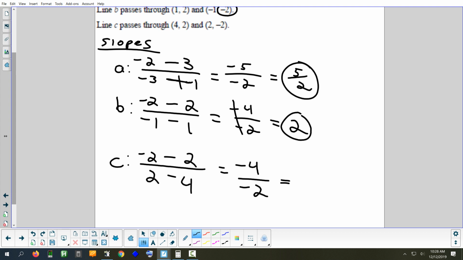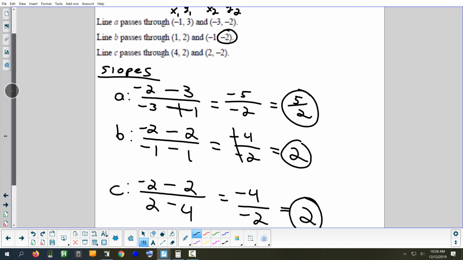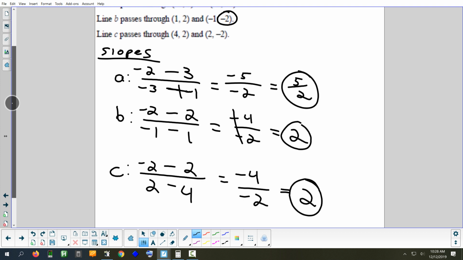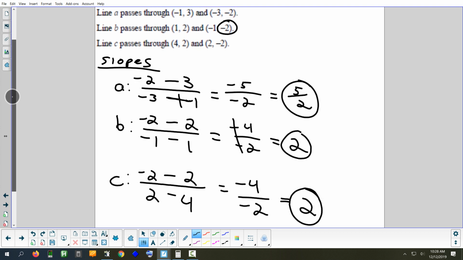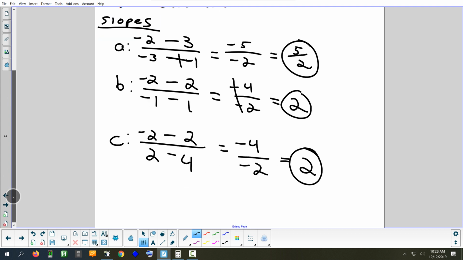What's -4 divided by -2? +2. So those two lines have the same slope. Lines B and C, they have exactly the same slopes. Yep. Any question on that?